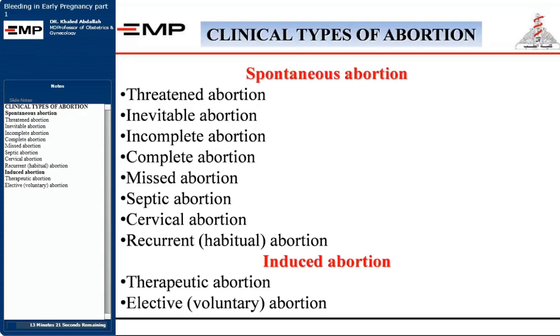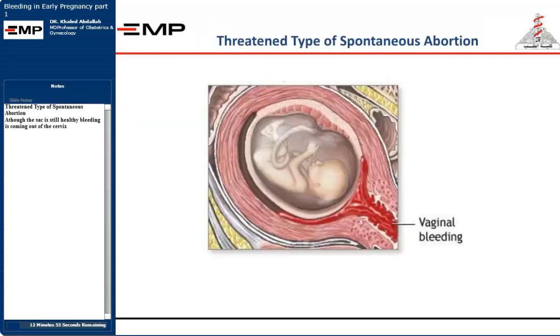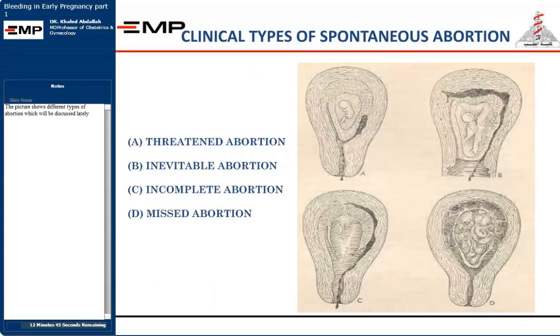Clinical types of abortion: spontaneous abortion, threatened abortion, inevitable abortion, incomplete abortion, complete abortion, missed abortion, septic abortion, cervical abortion, recurrent, habitual abortion, induced abortion, therapeutic abortion, elective, voluntary abortion. Threatened type of spontaneous abortion: although the sac is still healthy, bleeding is coming out of the cervix. The picture shows different types of abortion which will be discussed later.